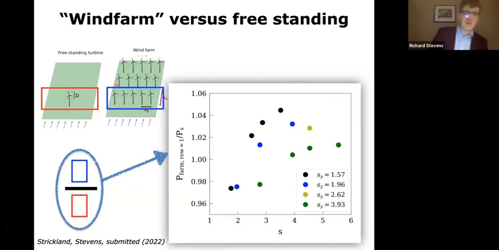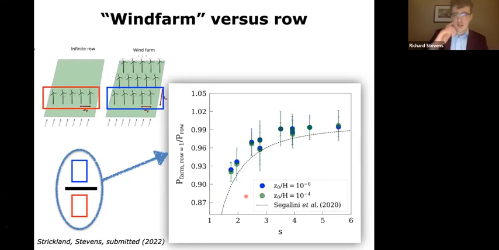So what you can also do is compare the performance of a turbine in the first row of a wind farm compared to the freestanding turbine. And then we do this for different combinations of streamwise and spanwise spacing. So S is here the square root of streamwise and spanwise spacing. And then you get a more mixed view. So it's indicating it's not just the turbine density that is important, but it's really the combination of streamwise and spanwise spacing that matters. So just the streamwise spacing, you can test by doing the row performance versus the first row of the wind farm. And this normalizes out the spanwise blockage effects that we have seen in the beginning.